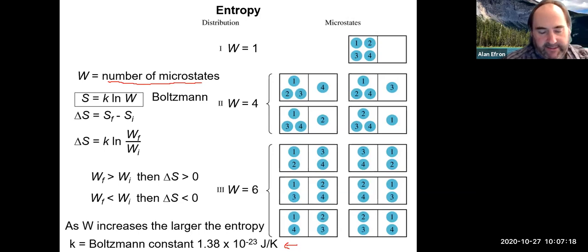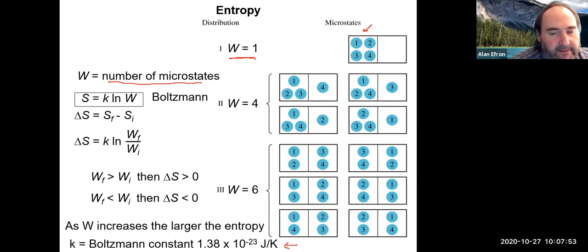Now, when we think about, for example, the box that we got here, or these circles, we have 4 circles and 2 boxes. If we wanted to put all 4 circles in one box, there's really only one way to do that. You'll either put it on the left-hand side or the right-hand side, which is the same thing. So there's only one way that you can do that, so the number of microstates would be 1.